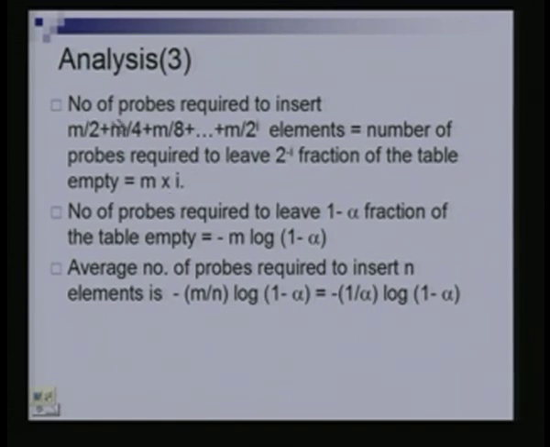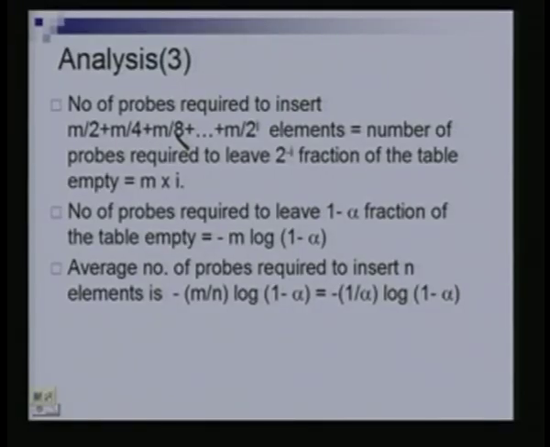And after I have inserted all of these elements, how many locations are empty in the table? What is the total number of elements in the table now? After I inserted m by 2 elements, what fraction of the table was empty? Half. After I inserted m by 2 plus m by 4, how much of the table was empty? 1 by 4. So it's really this last number here. After I inserted this much, how much was empty? 1 by 8. So after I inserted all of this, 1 by 2 to the I, which is 2 to the minus I fraction, was empty. So after I have inserted all of these, I have only 1 by 2 to the I fraction of the table empty, and the total number of probes required to insert these elements is m times I.